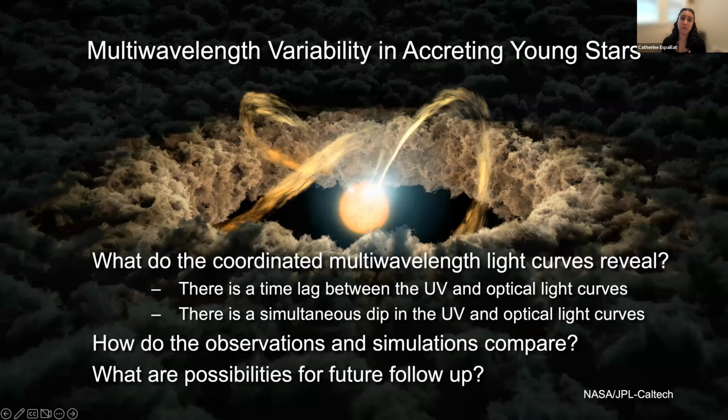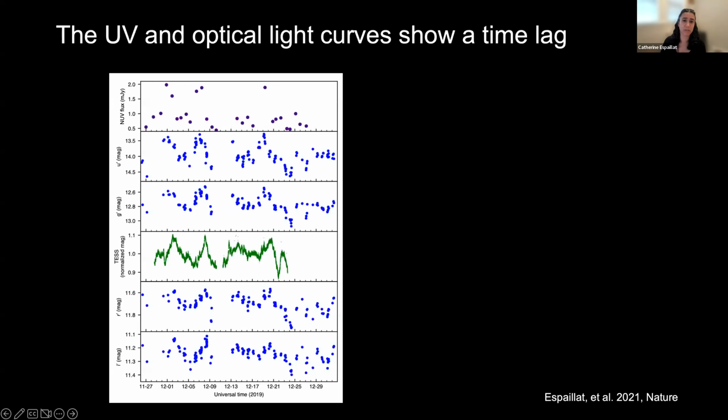So we obtained UV through optical light curves over a month for one T-Tauri star, Rigney. In the next few slides, I'll show that there are two observed features. The first is a time lag between the UV and optical peaks in the light curves. And the second is a dip in the UV and the optical light curves, and both are evidence of a density gradient in the hotspot on the stellar surface.